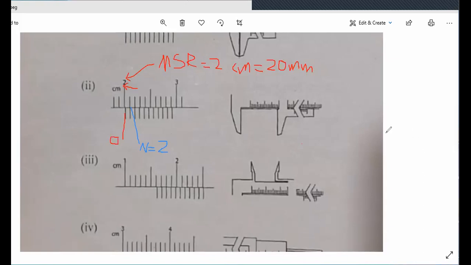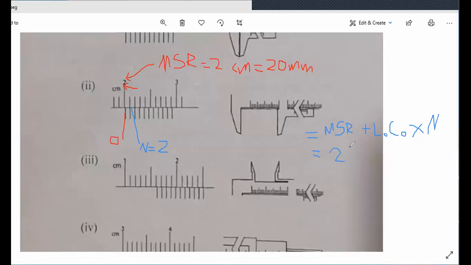Now leave a line and write: outer diameter equals main scale reading plus vernier scale reading. Vernier scale reading means least count into coincide vernier number. Can you understand? LC into N is the vernier scale reading. So outer diameter equals main scale reading plus least count into coincide number.